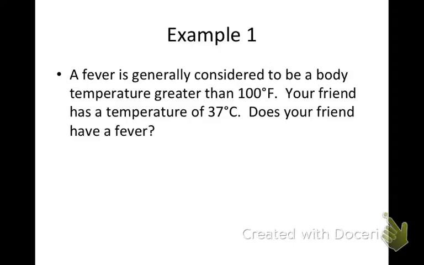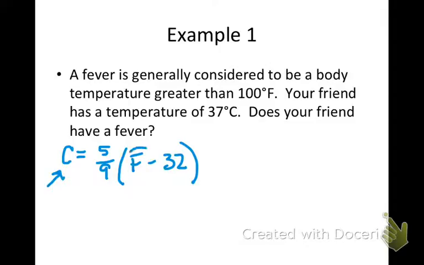Well, the first thing you want to do is start with the formula, and we are given a formula for Celsius. To calculate, Celsius is equal to 5/9 of the Fahrenheit minus 32. So we are given that the friend's temperature is 37 degrees Celsius, so we know C. What we don't know is F. So we want to rearrange and solve for F.